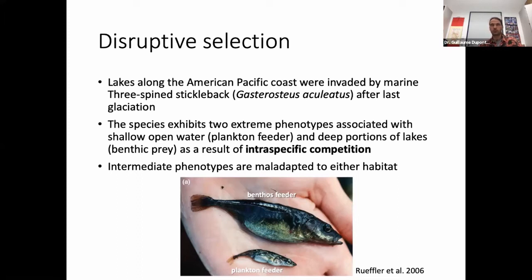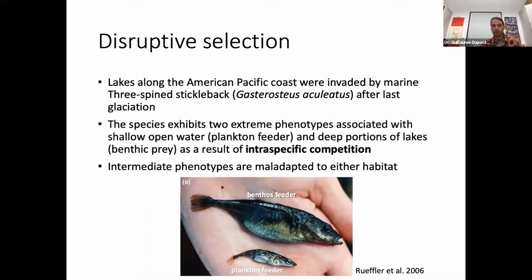The large one feeds on the bottom of the lakes in deep water. It lives in the so-called benthic part of a lake. So it's close to the sediment, and it preys on the so-called benthos, the organisms living on the ground of the lake in deep water. Whereas the small one feeds on plankton in the open water.